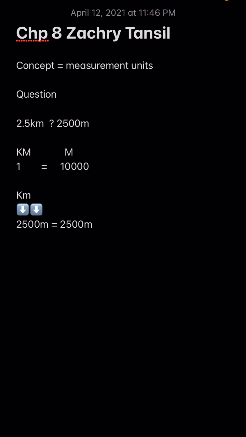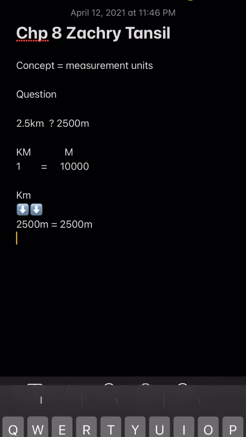Hi, my name is Zachary Tansel, and we chose chapter 8, and my concept is measurement units. So the question is, is 2.5 kilometers greater than, equal to, or less than 2,500 meters? So what you have to do, you have to convert.